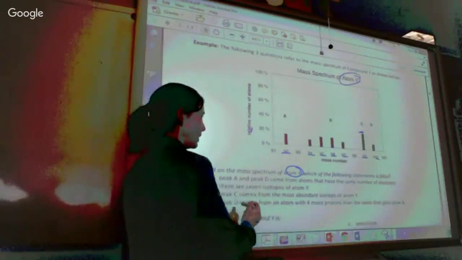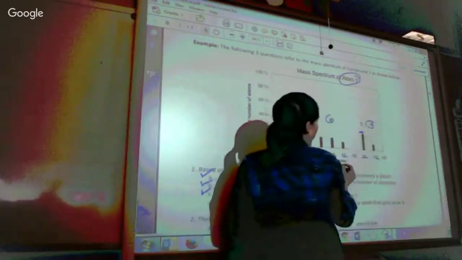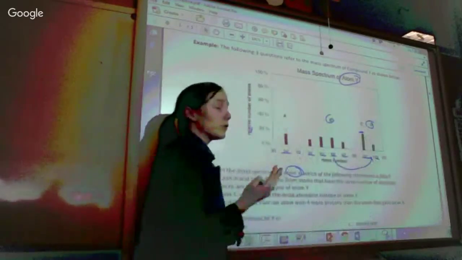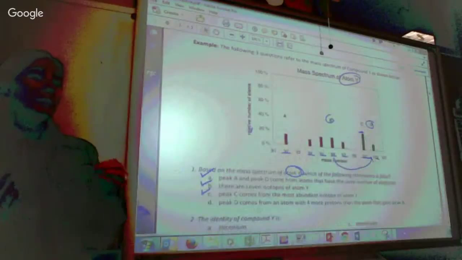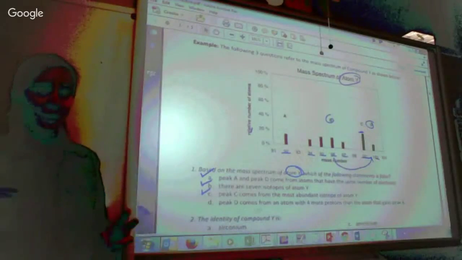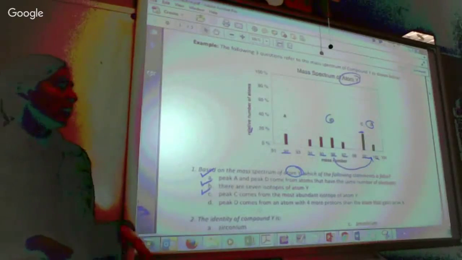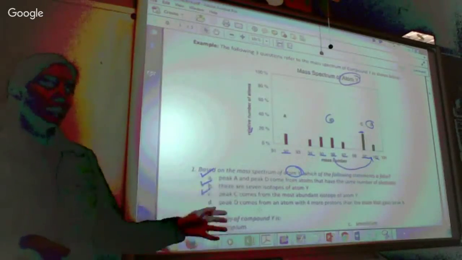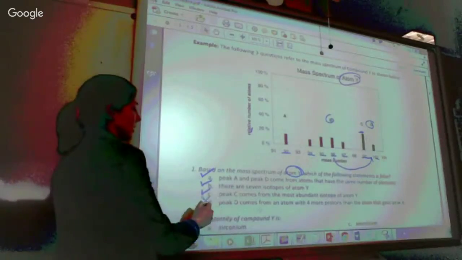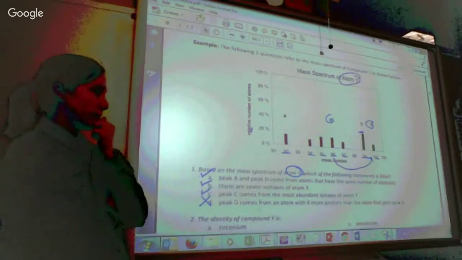Peak D versus peak B, their difference in mass is 4, but their number of protons has to be the same because your number of protons is the identity of your atom. The only thing that can change is your number of neutrons. Since they're both atom Y, they have to have the same number of protons. That's why that statement is false, making it the correct answer to choose for this.